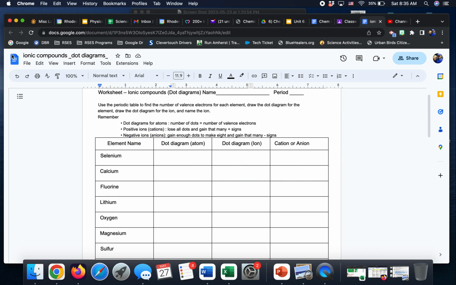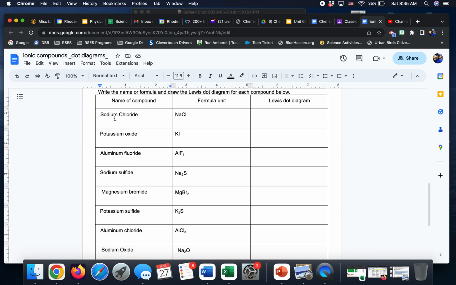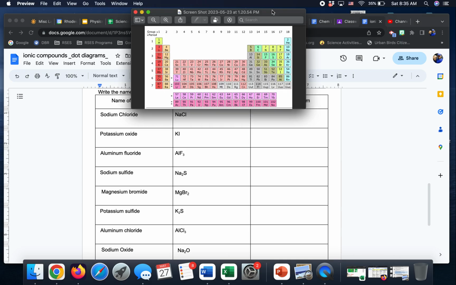You'll go ahead and fill out the rest of this table here. And then when you get down here, we're giving you some names because our next unit's going to be naming, so we'll get used to that. But we're going to have formula units and then our Lewis dot diagrams. So let's practice one of those.